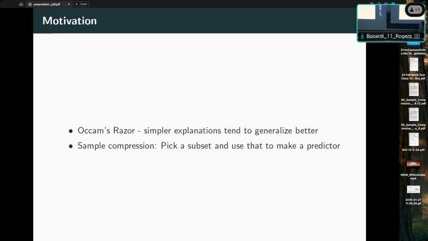Yeah, so some motivation for our work. Occam's razor tells you that simpler explanations tend to generalize better. And one way to do this is via sample compression, the idea of picking a subset and using that to make a predictor, right?